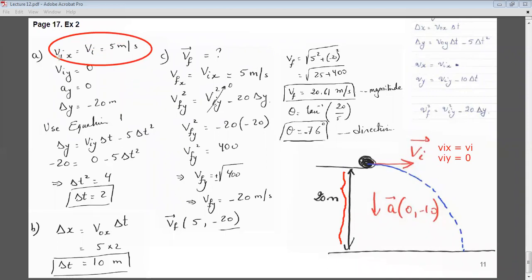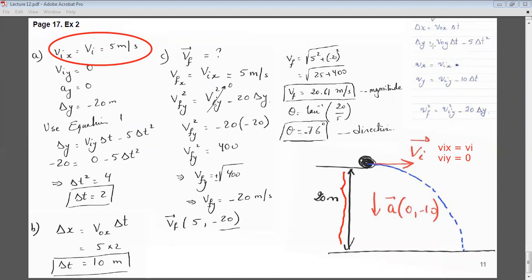So directly I say v initial x is v initial, it's 5 meters per second. V initial y is 0. And I know that he's giving me delta y from up to down, it's minus 20 meters. Okay, first part, find the time taken to reach the ground. It's exactly like the previous question.